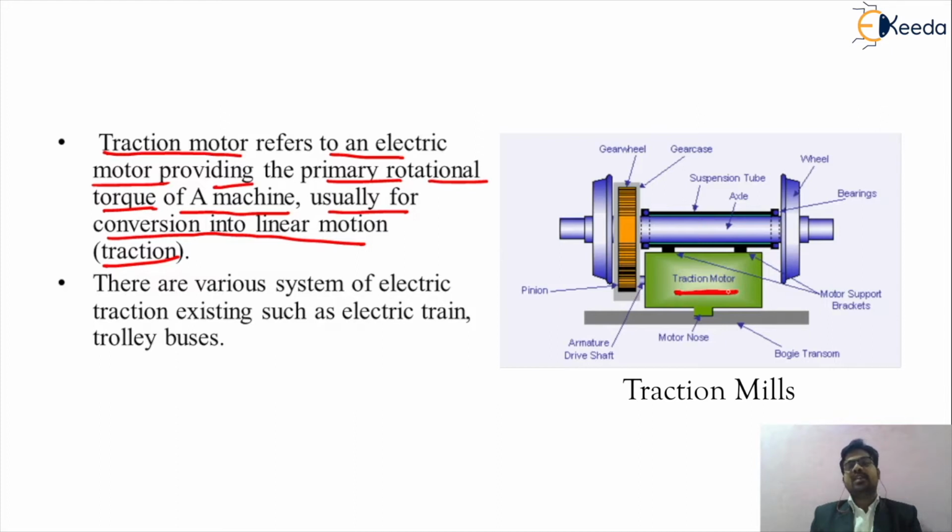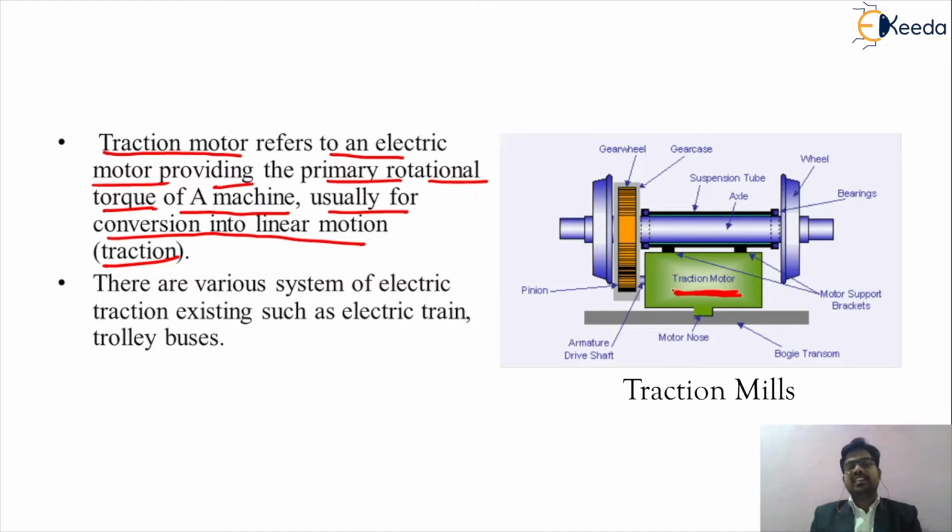There are different types of traction motors according to our requirement. In earlier days we preferred the DC series motor as the traction motor. So what is the role of that particular traction motor? As we know, the motor rotates in a circular motion, and these motors provide a rotational motion which is converted into a translational motion, or what we call a linear motion.